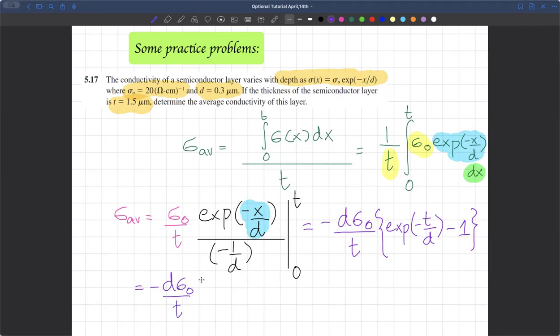Now you just have to see what values you have: exponential of negative t over d. Let's put a dot here so that you know it's just two constants being multiplied, not the differential of that thing. Now I have d as 0.3, sigma naught, and sigma, correct me if I'm wrong. t is given, d is given, so you have everything. You just plug in the values and you will get the answer. That is the average conductivity. Are you okay with this?